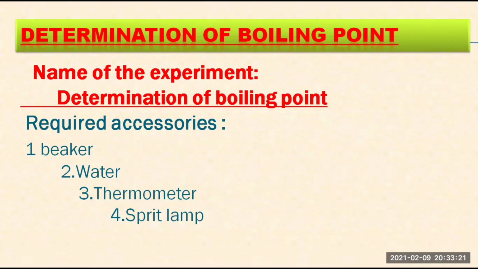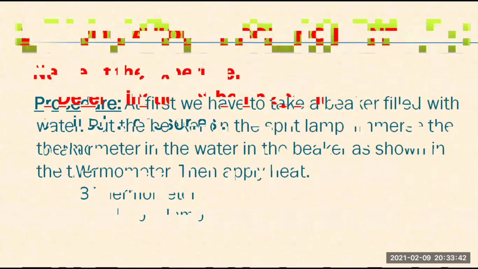So this is the name of the experiment. I already told you, the determination of boiling point. What is actually needed for this experiment? The required accessories, I already told you: a beaker, water, a thermometer, and finally a spirit lamp. Okay, so let's see in what way we can do it.